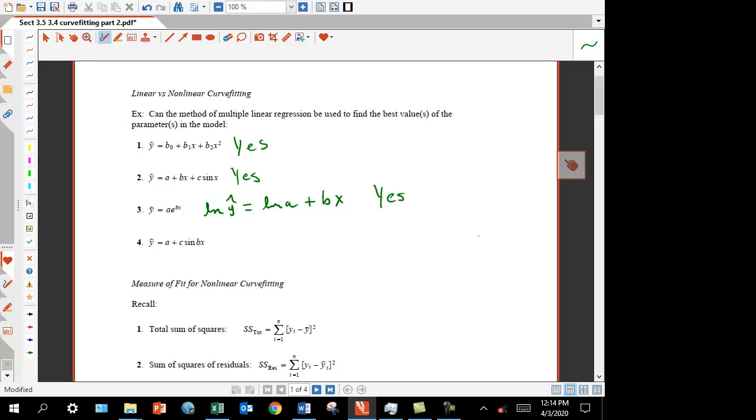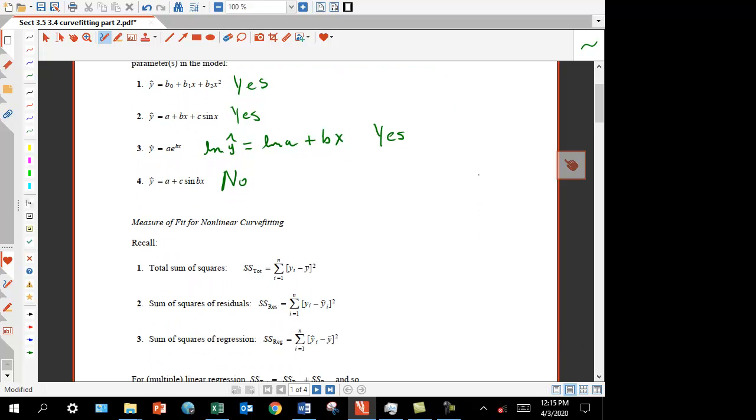But in number 4, something is different. Here's a parameter a, c, and b, and the b is inside of a sine. So I can't get directly in there to access it, and Excel cannot use multiple linear regression. You might briefly think, well, could I use an inverse sine or something to get the b out? Yes, but then the a goes inside of an inverse sine and you haven't helped yourself. So here's a situation where, nice try, but linear regression is simply not going to work to be able to construct a model like this. So let's show another way.